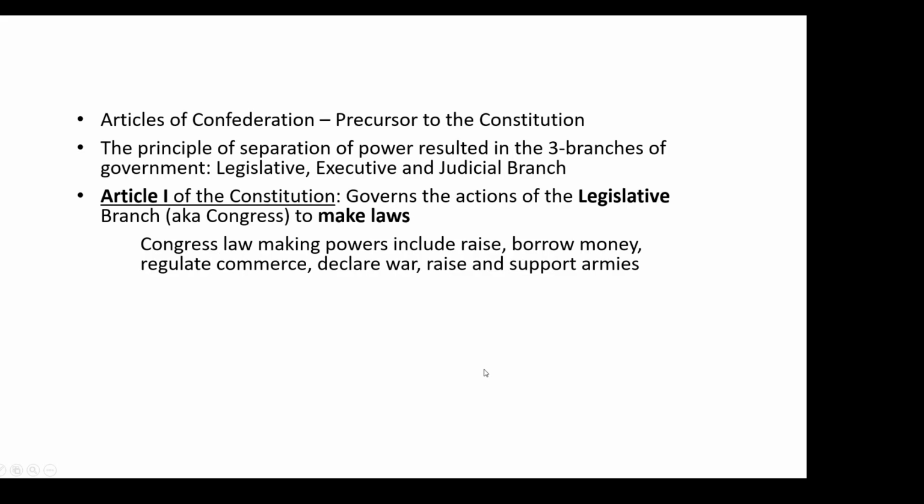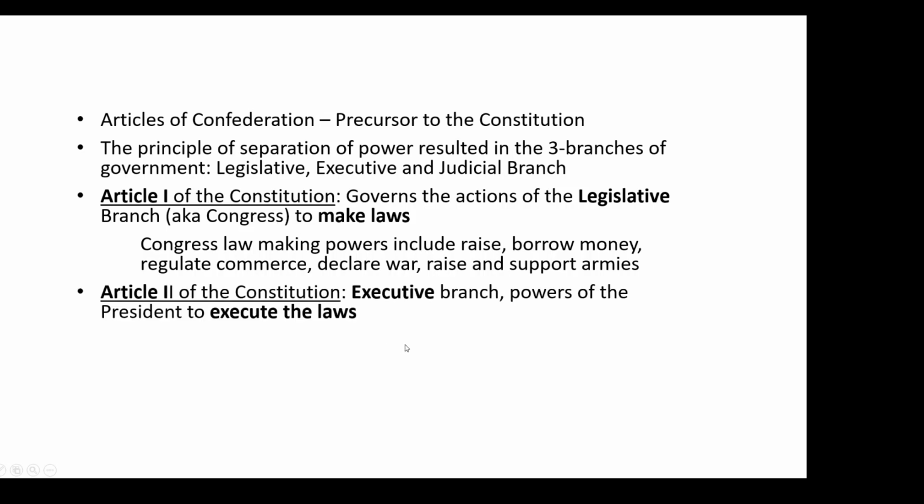I'm a partial perfectionist. All right, so Congress lawmaking powers include: it can raise and borrow money, regulate commerce, declare war, raise and support armies under Article 1 of the Constitution.